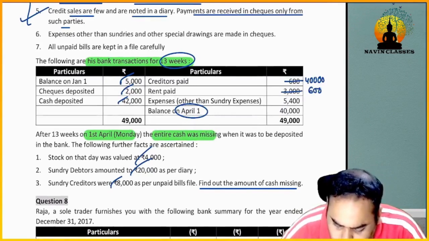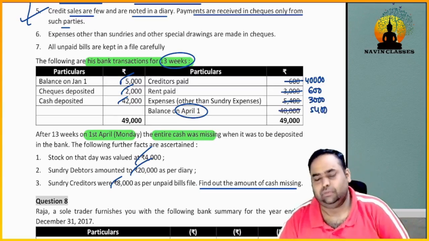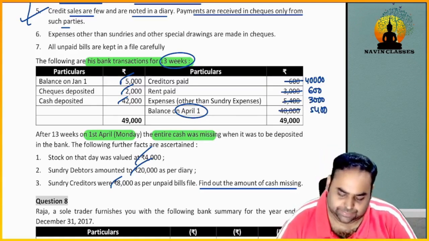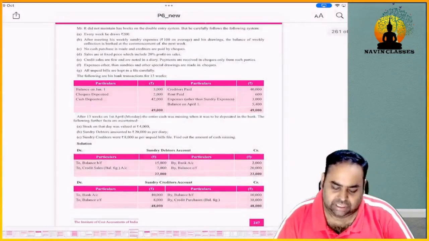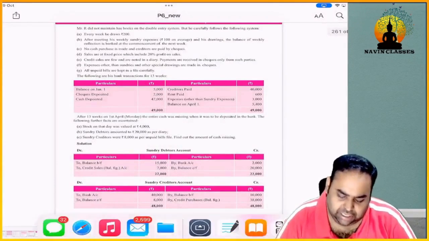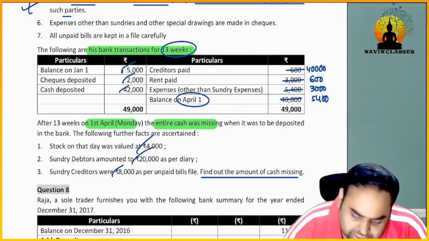Rent paid 600. Expenses are 3,000. Here it is 5,400. Please correct the figures. The figures are wrong. 40,600, 3,000 and 5,400, everything is correct here. There were mistakes in figures. So I will change it accordingly.